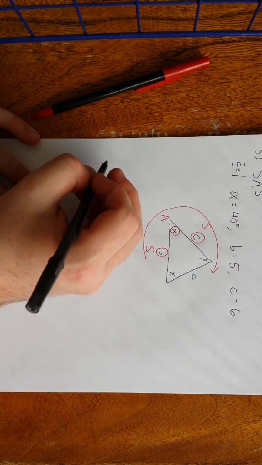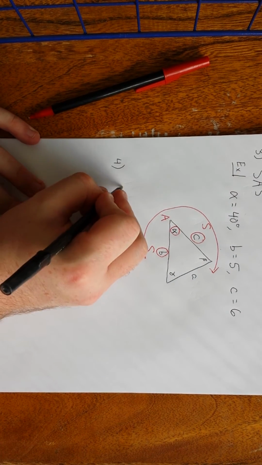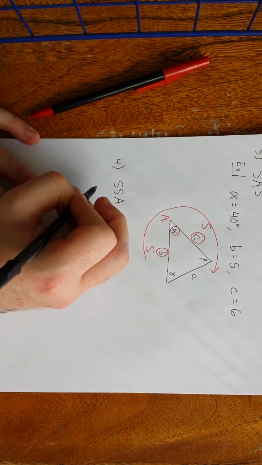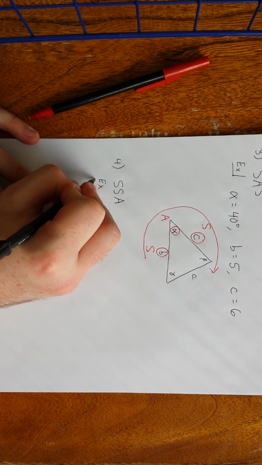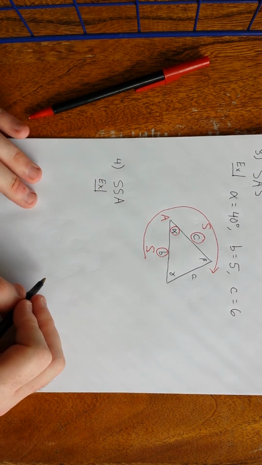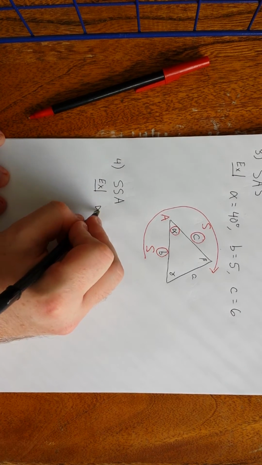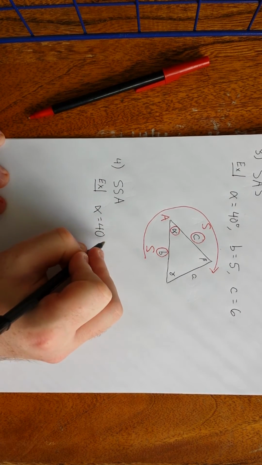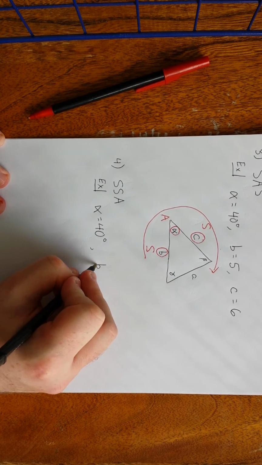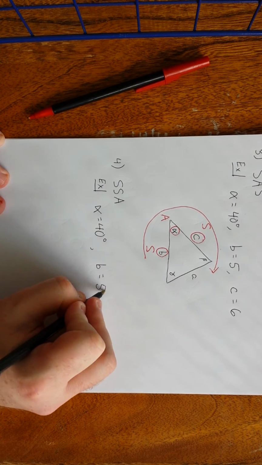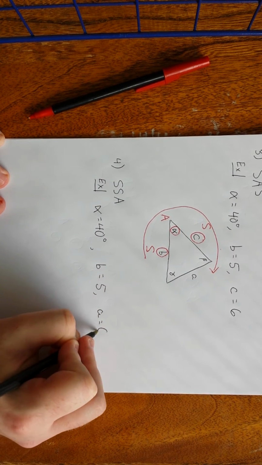In our fourth case, we have side, side, angle. Always be sure that you refer to this one as side, side, angle rather than angle, side, side, lest you might offend somebody. For this one we could talk about alpha is equal to 40 degrees, B is equal to 5, and then A is equal to 6.